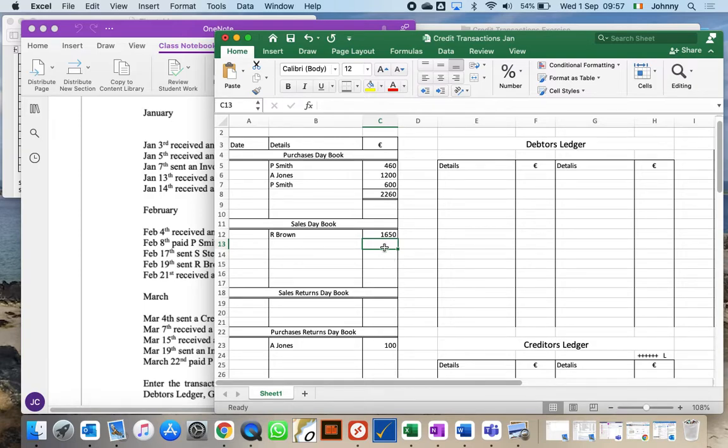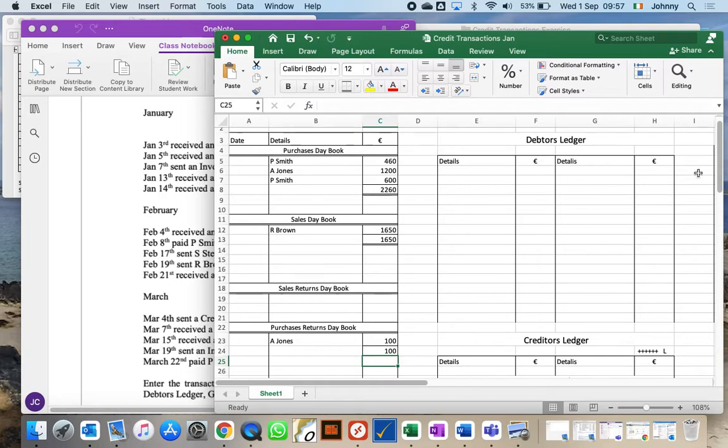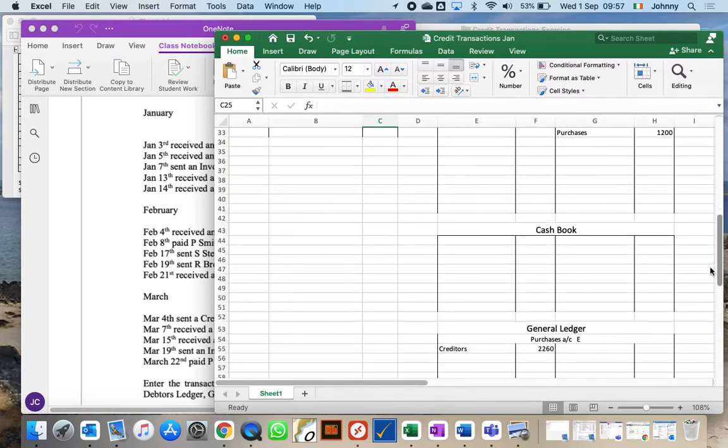So what I do with all of them is I just total up the day books, and the total that we have in each day book goes to the corresponding T account, so the totals. So purchases account in the general ledger has a total of 2260. Sales will have 1650. Purchases returns will have 100. Is that right? So I'll just quickly run down and do that now.